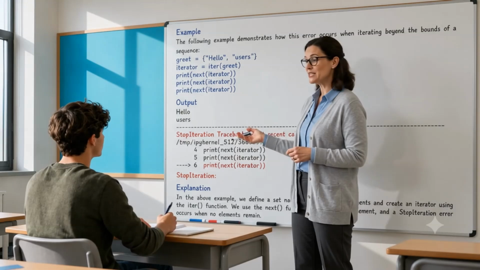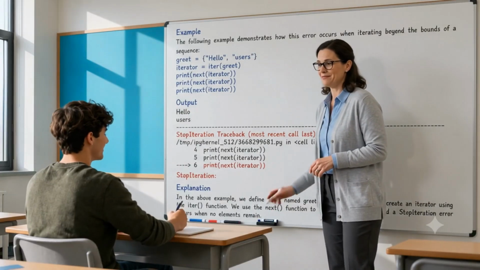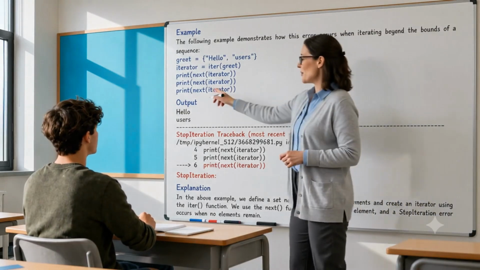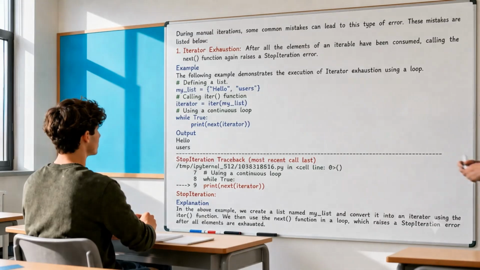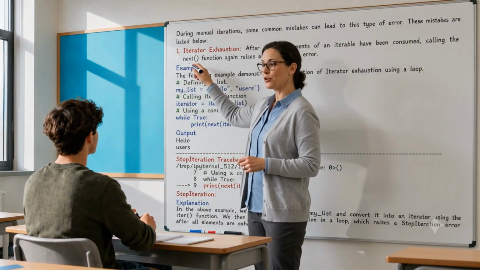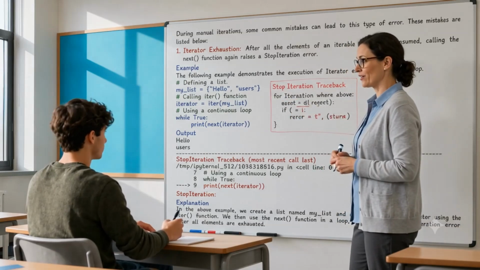Explanation. In the above example, we define a set named greet with two elements and create an iterator using the iter function. We use the next function to access each element, and a stop iteration error occurs when no elements remain. Common causes. During manual iterations, some common mistakes can lead to this type of error. These mistakes are listed below.